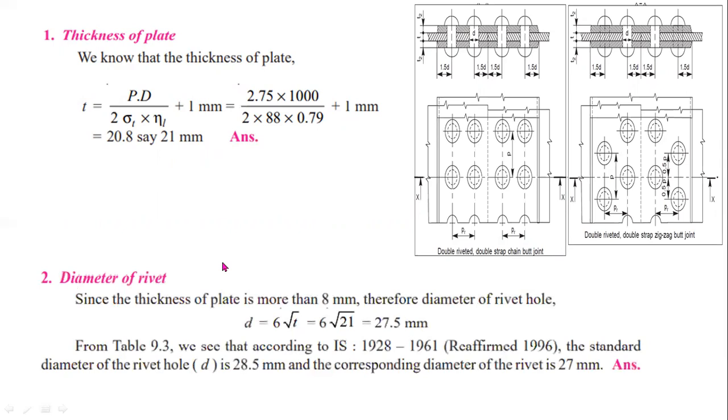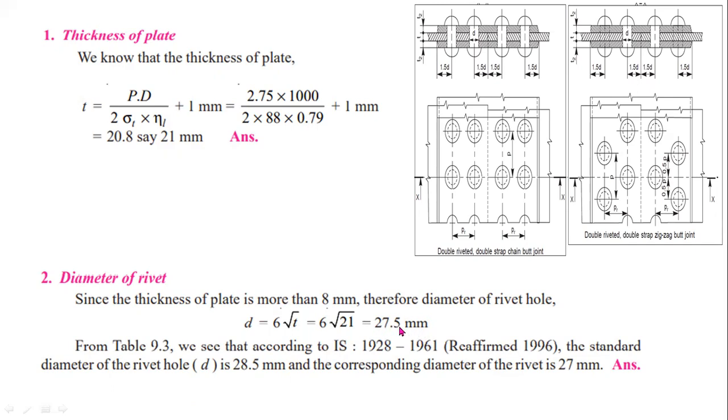Now, in the second step, you have to determine the suitable diameter of the rivet. Here the thickness of the boiler shell is 21 mm, which is greater than 8 mm. So you have to use the diameter of the rivet d equals 6 root t. If the thickness of the boiler shell t is greater than 8 mm, then you have to use this formula, d equal to 6 root t. Now our answer is 27.5 mm.